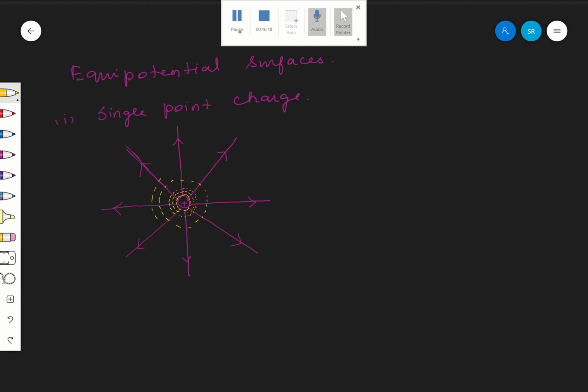Every yellow circle here is nothing but an equipotential surface. Hope you are following. So the yellow lines are equipotential surfaces. Now, they are far apart because this is very far away from the charge, therefore the field is very weak. So the equipotential surfaces are also getting farther apart.